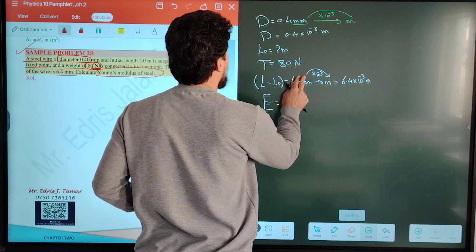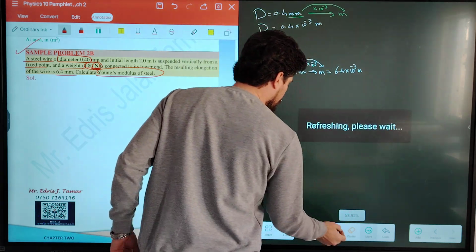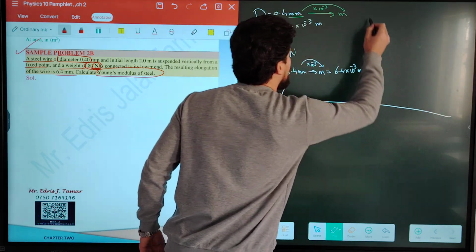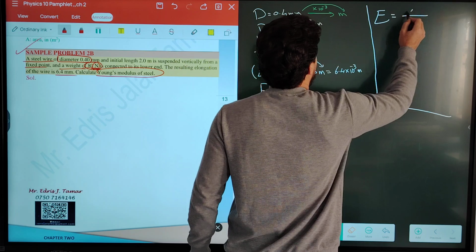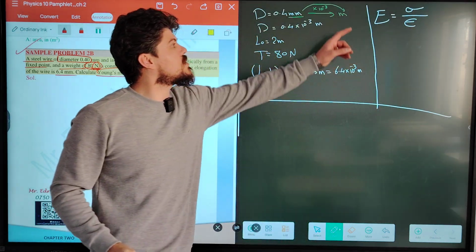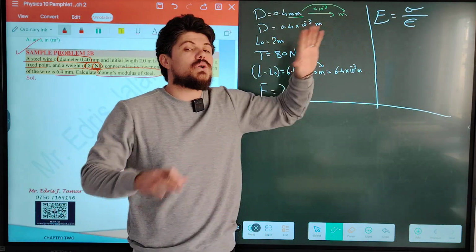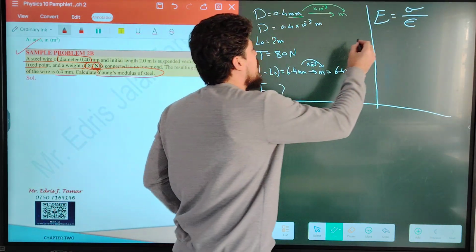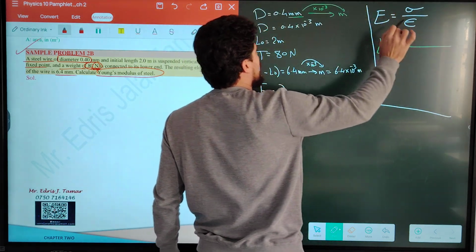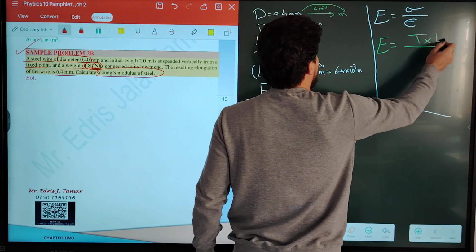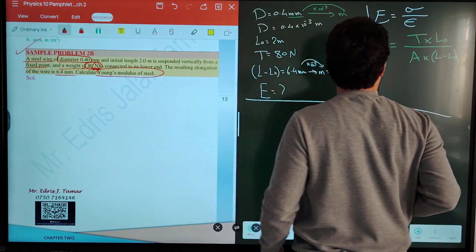Guys, look. How can you determine Young's modulus? According to this relation, Young's modulus is equal to what? Stress over strain. Can I use this relation to determine Young's modulus? No. Why? Because we don't have stress, we don't have strain. Another equation. If you remember, we studied another equation of Young's modulus when strain and stress are not given. Use this relation: tension times initial length over area times elongation.